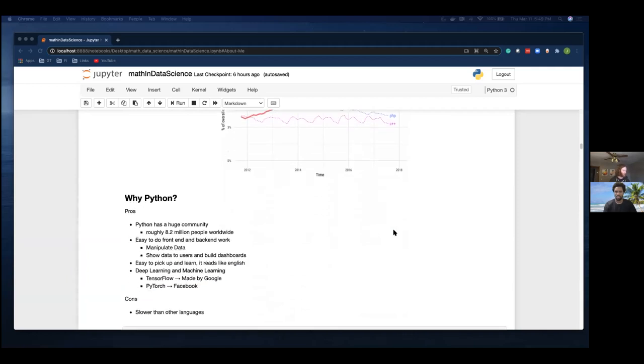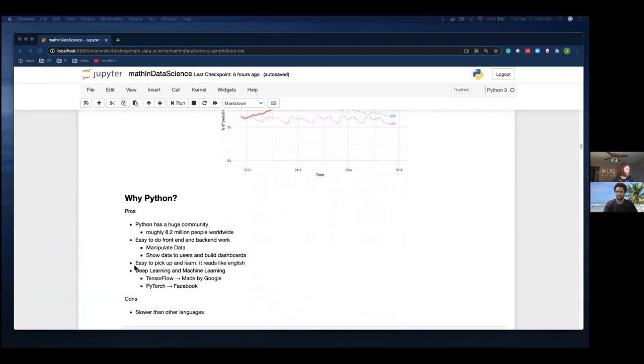But here's some more pros and cons of it. Huge community, easy to use. It's really flexible. Like, people use it in software engineering. You can use it for data science. Knowing Python just opens up a lot of doors. It's easy to pick up. It's really similar to English.